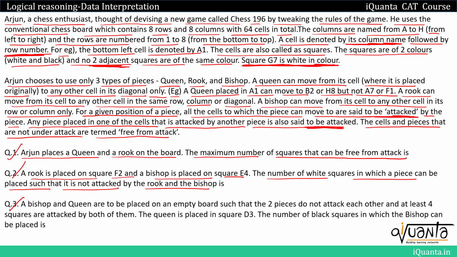So let us go to the next slide. We'll draw a chessboard over there. We have to make sure that square G7 is white in color, and after that we'll accordingly determine the color of all the other cells and we'll start solving the first question.